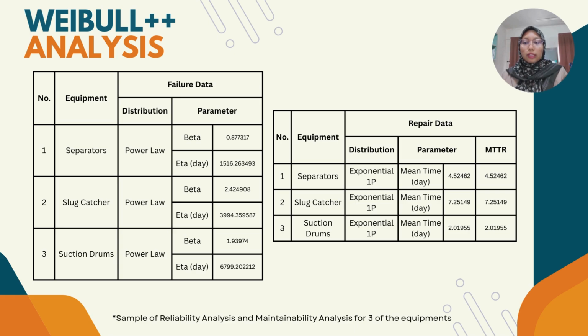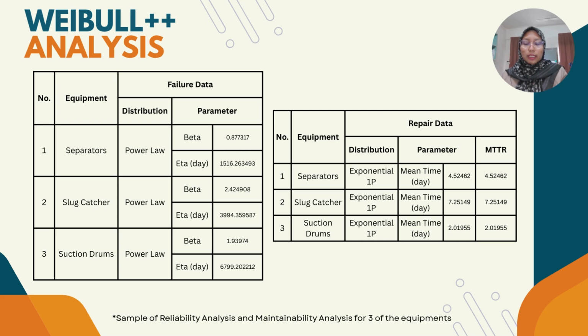The power law model helped identify increasing or decreasing failure trends using beta and eta parameters. Maximum likelihood estimation was used to fit both failure and repair data. MTTR values were then input into BlockSim to simulate real-world availability.